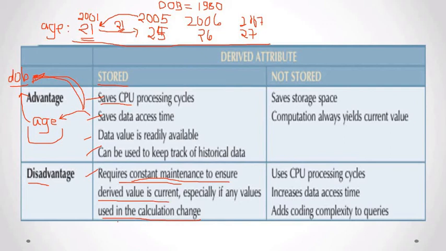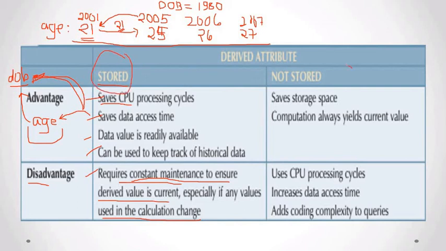That's a disadvantage if you store the age. If you are not storing it, there's no need to constantly recalculate. You only calculate if it's needed. Okay? So those are the advantages and disadvantages of storing it.